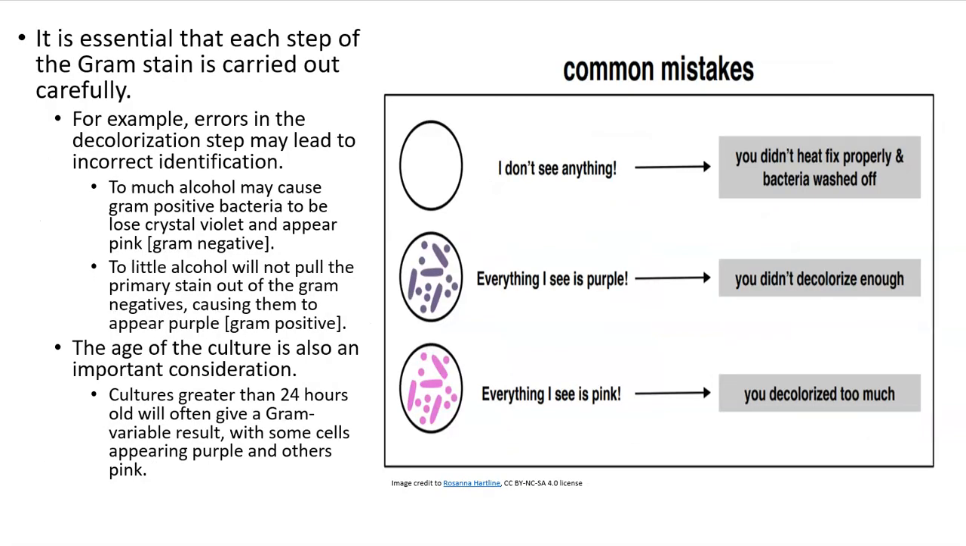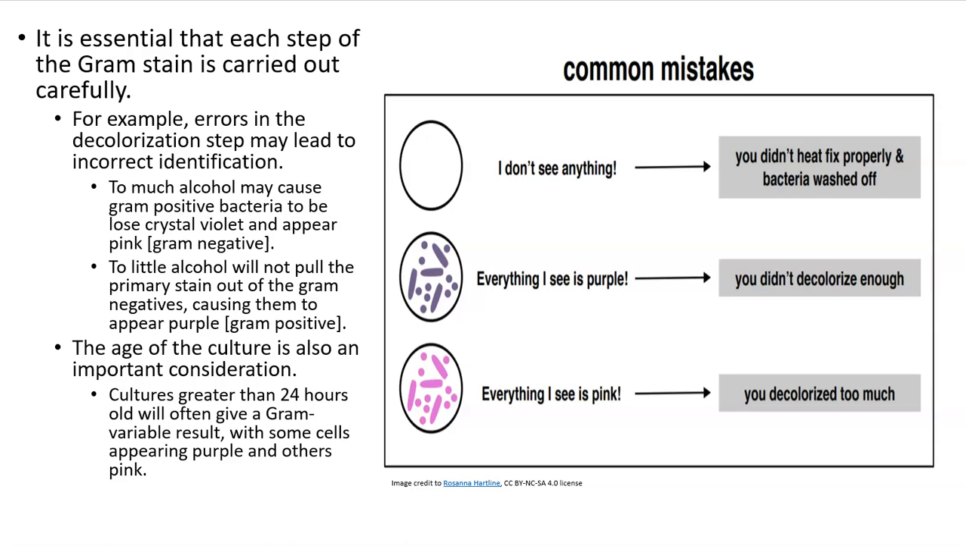Now there are some common mistakes that can happen when we do this because it is a series of steps. So if you mess up at any point, you can get false results. Students will often say they don't see anything. That may be an error within the smear preparation. Maybe the slide wasn't heat fixed properly, so when the slide was subjected to the gram stain procedure and all the rinsing of the dyes and everything, it could have just rinsed off.